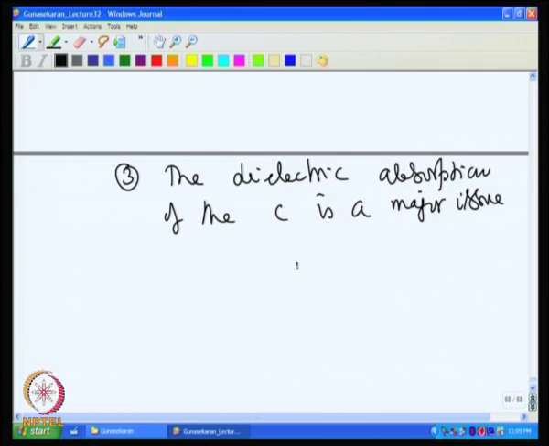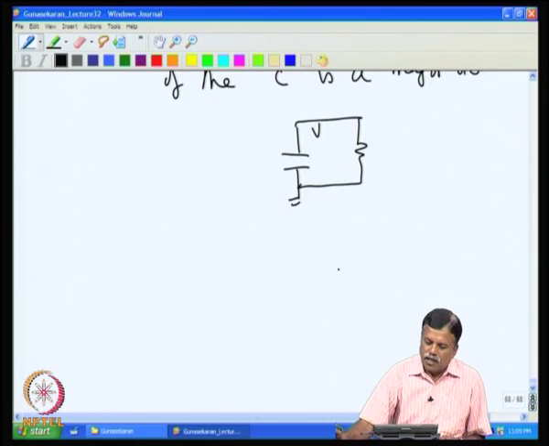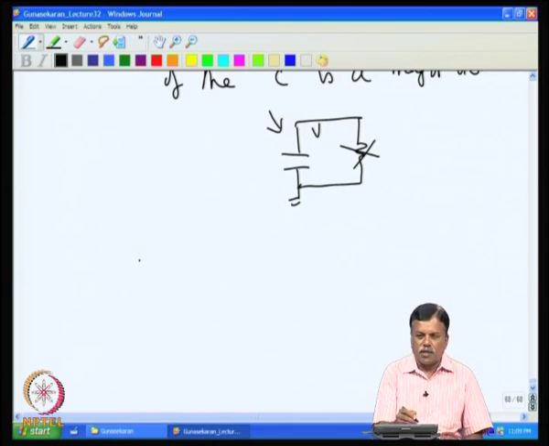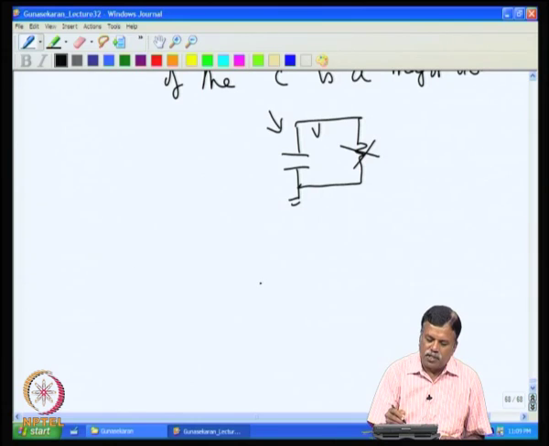Actually, the dielectric absorption creates a problem in the sense that it is explained like this: if I have a capacitor, charge it to some voltage V and then discharge it quickly by putting a very low resistance, then after some time, even after removing this resistance, I will find that part of the original voltage appears across the capacitor. If you are new to this, you can follow this explanation a little bit, which will be of help to you later.